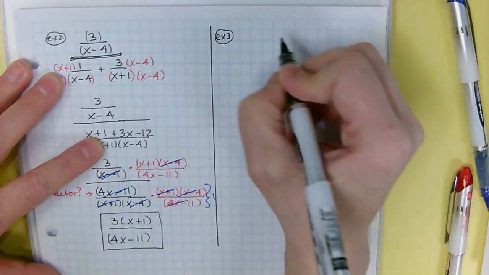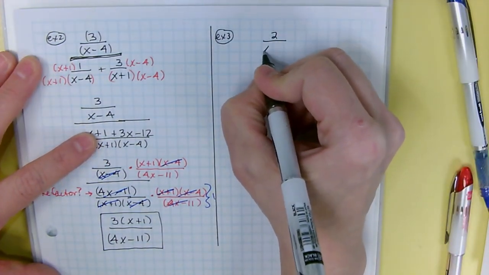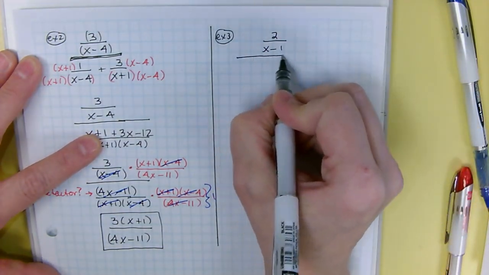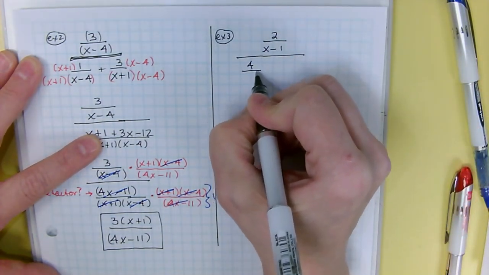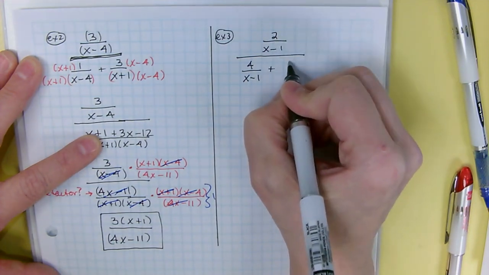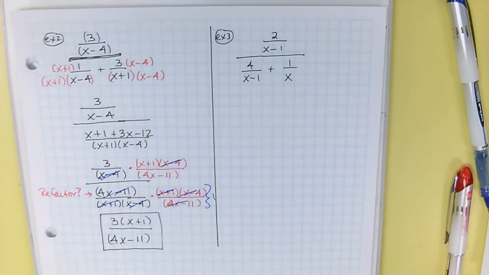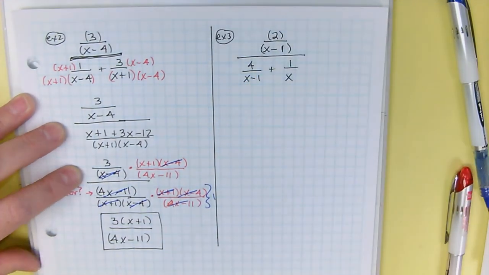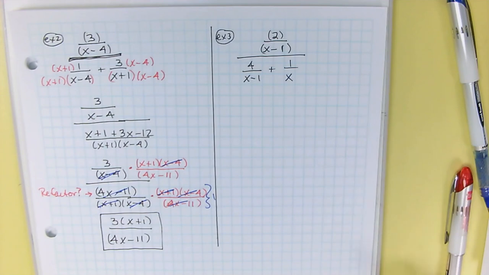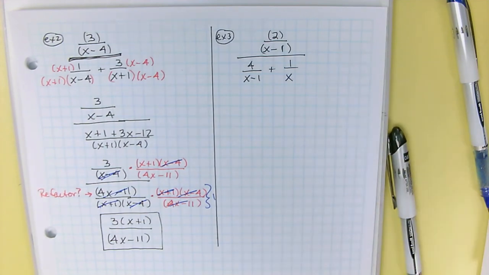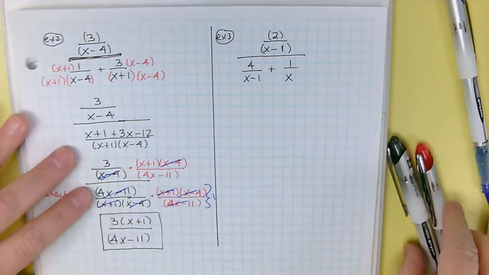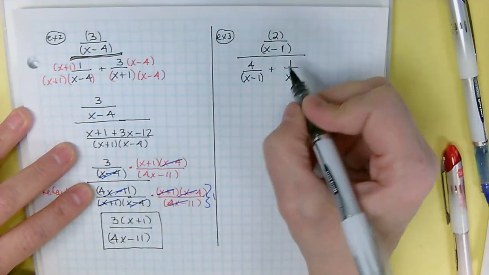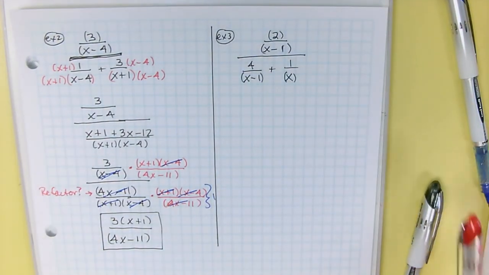One more step complicated. So 2 over x minus 1 all over 4 over x minus 1 plus 1 over x. Okay, so your first step is to simplify and factor the top and the bottom. 2 is already factored, and x minus 1, that's as far as it will go. So on the bottom, we need to add the two fractions together. So start by factoring the bottoms. Well, x minus 1 is factored. X is a monomial factor.